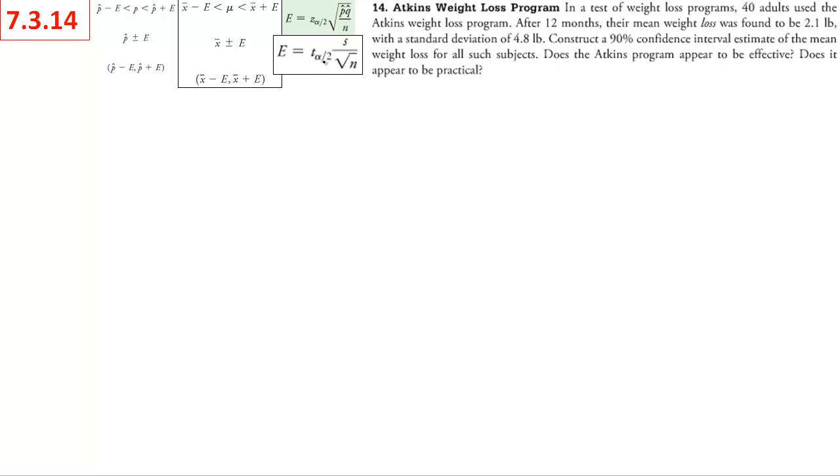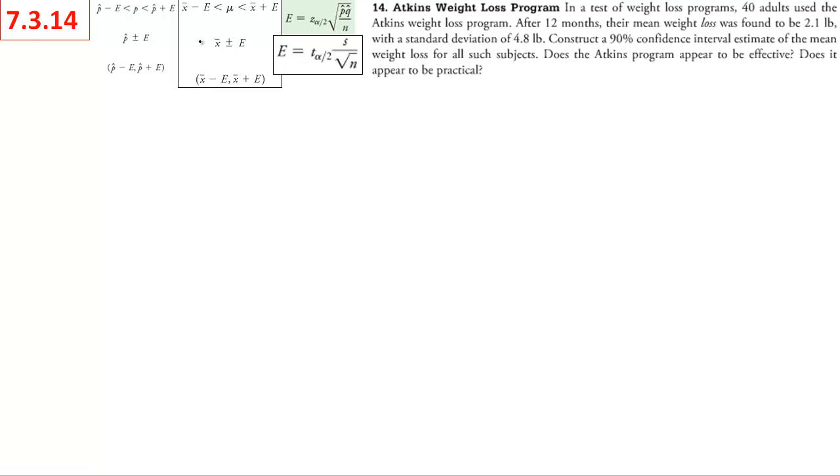But that is wildly unlikely in the real world. It's more of a learning tool. In the real world, you're not going to know the standard deviation of your population, so you're going to be forced to use the t curve, the t distribution, in this formula instead. So that's why we're going to focus on this one.